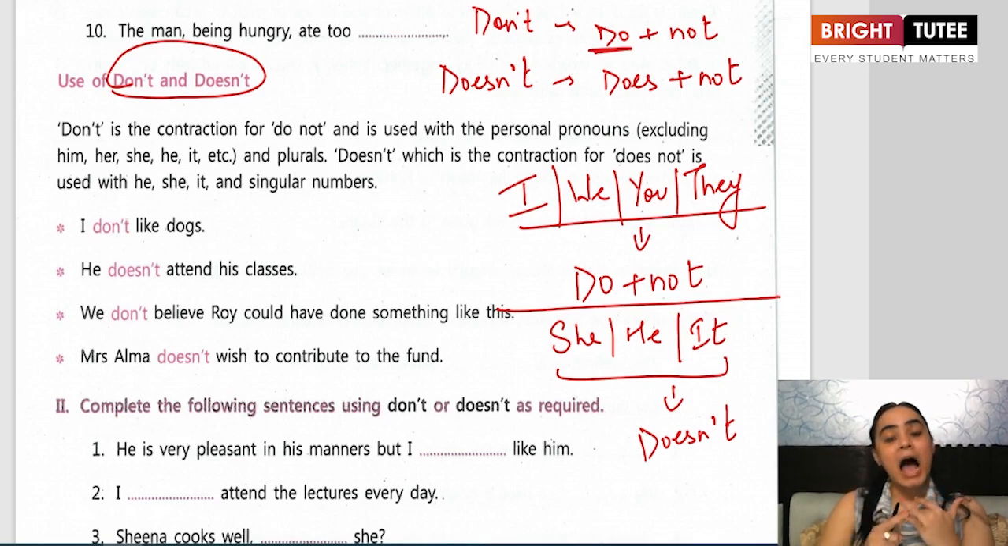For example, I don't like chocolates. We don't like to watch movies. You don't look well. They don't talk to us. So all these are the plurals. I used don't with them. If I talk about the singulars now, he does not like to drink milk. She does not like to watch television. It does not rain in Rajasthan. So, when we have singulars, we use doesn't, and when we have plurals, we use don't. So, this is the difference and the usage of don't and doesn't.